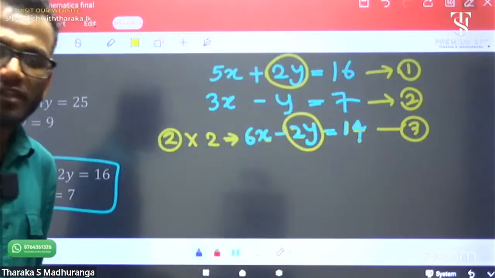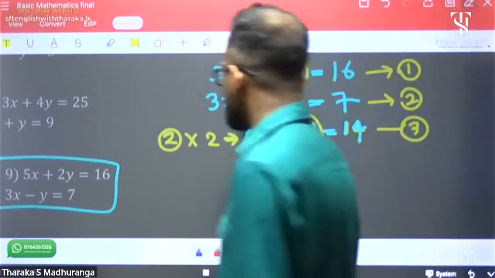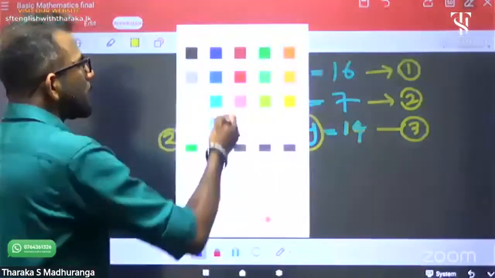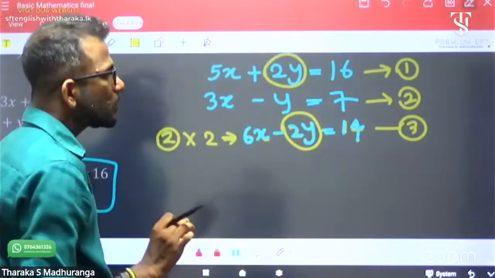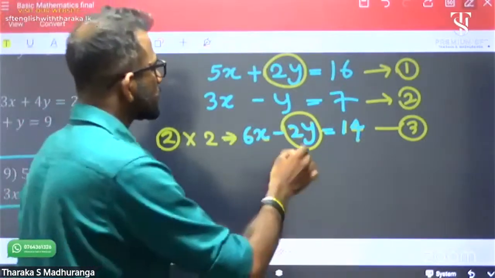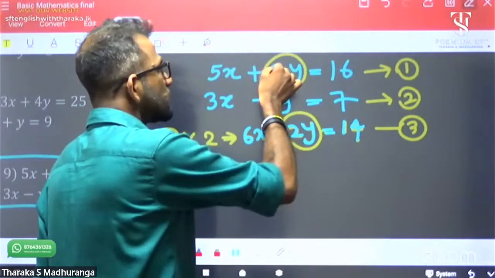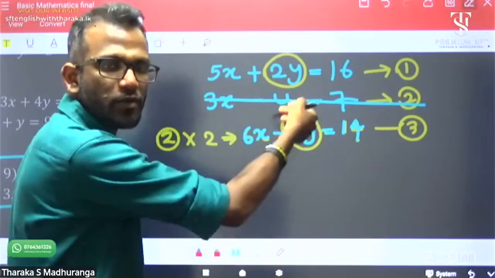The y coefficients are the same. If these coefficients are the same, what is the next step? You can check the sign. Now you can forget about the second one. You don't need it. You have a new equation.